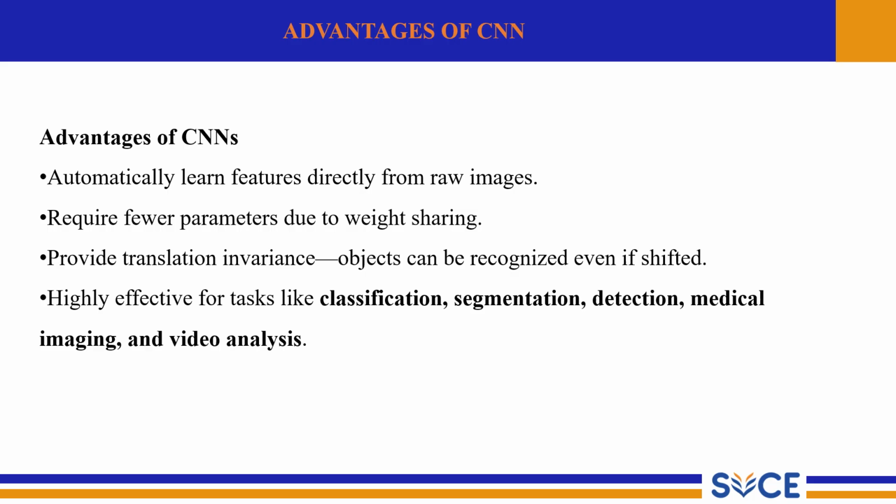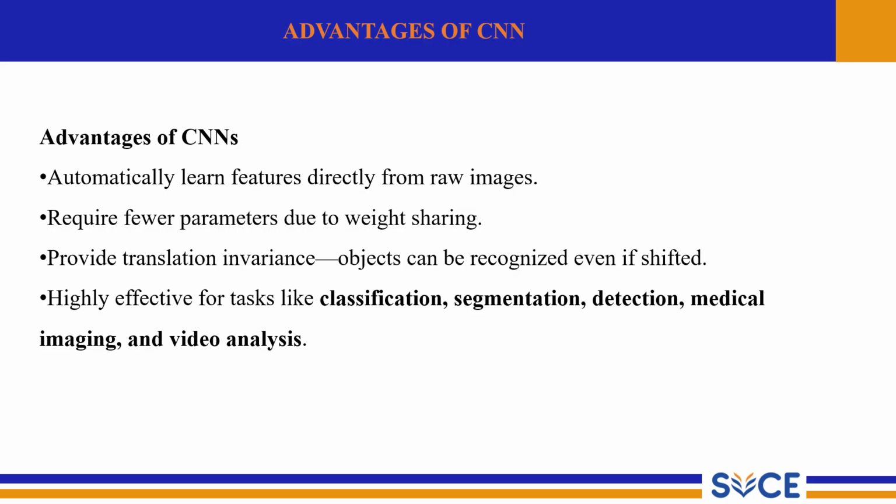First, automatic feature learning. CNNs can learn features directly from raw images. Unlike traditional methods, there is no need to manually design feature extractors. Next, fewer parameters due to weight sharing. Convolution layers reuse the same filters across the image. This reduces the number of parameters compared to fully connected networks, making CNNs more efficient and easier to train.